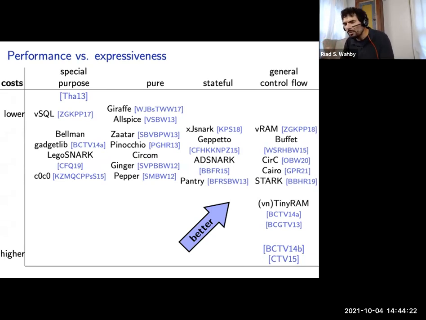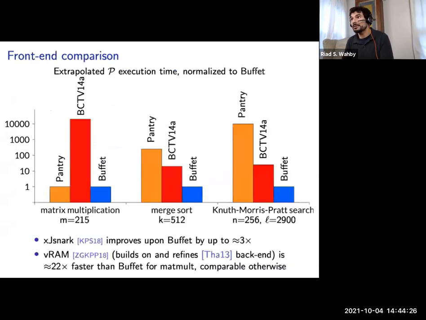So we can ask, well, how much does that actually save? Let's look at some benchmarks and find out. Here I'm fixing the backend as libsnark, so everything is on the same footing for backend. Now we're just going to compare the front ends. We're going to compare the cost for the CPU-based approach, which is BCTV14, the FPGA-like approach, which I'm showing as Pantry here, and then the hybrid approach, which is Buffet.